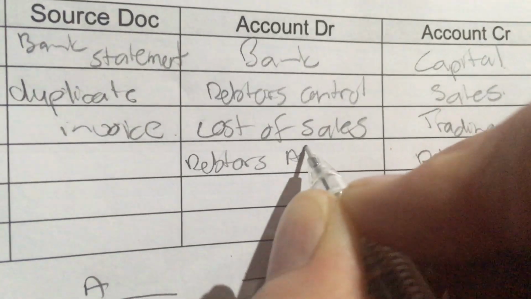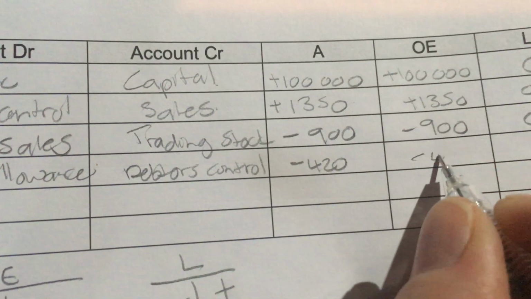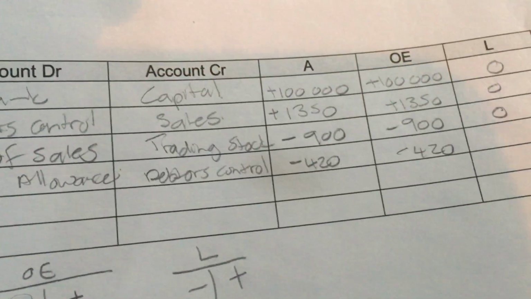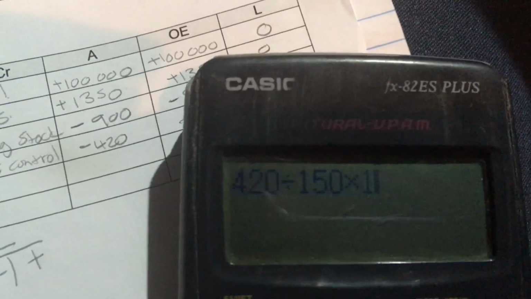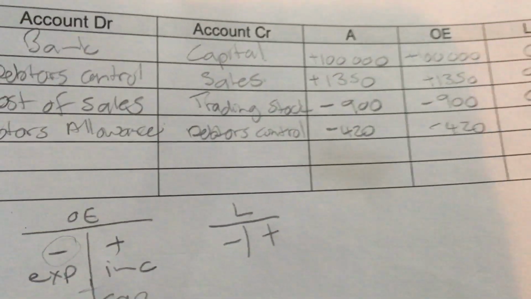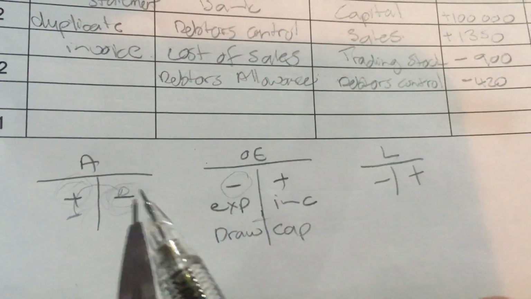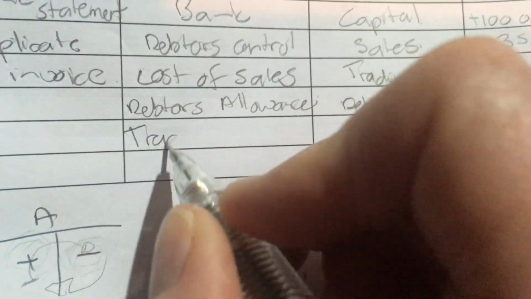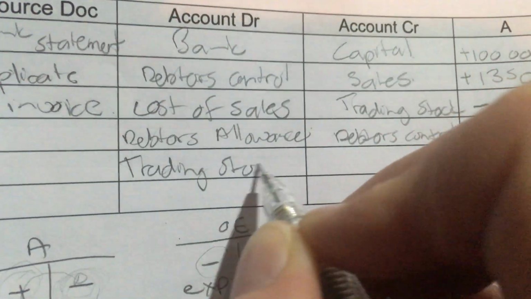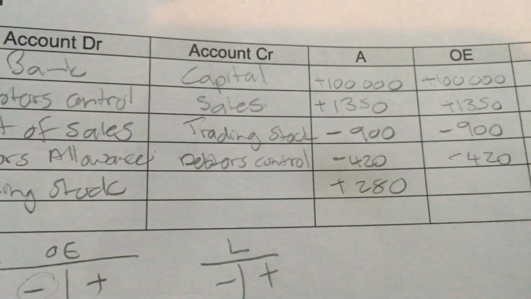Now it's an expense. Expenses decrease your owner's equity, so we're going to say minus 420. Now we have to work out the cost of this, so it is 420 divided by 150 times 100, so that is 280. Okay, so 280 is the returns. So now trading stock came back. Originally the stock went out with the sale. Now some of the stock has come back in. So my trading stock has increased. Okay, it came back. So I'm going to increase my trading stock.